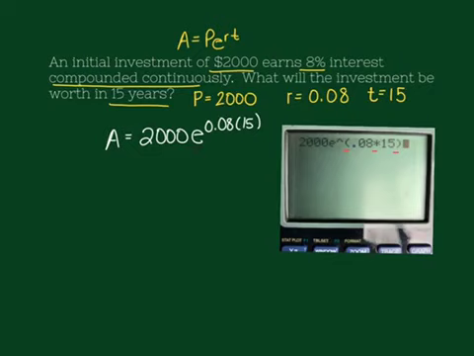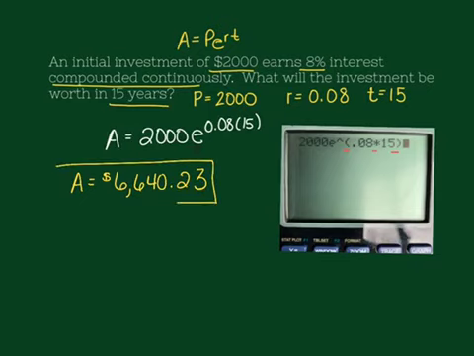So just like before, we are going to round this to the nearest hundredth because we're talking about money. So this would be $6,640.23. So at 8% interest compounded continuously, after 15 years, you'd have almost $4,640 more than you started with.